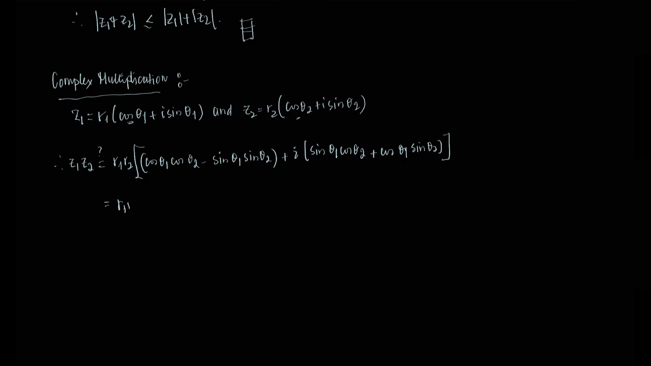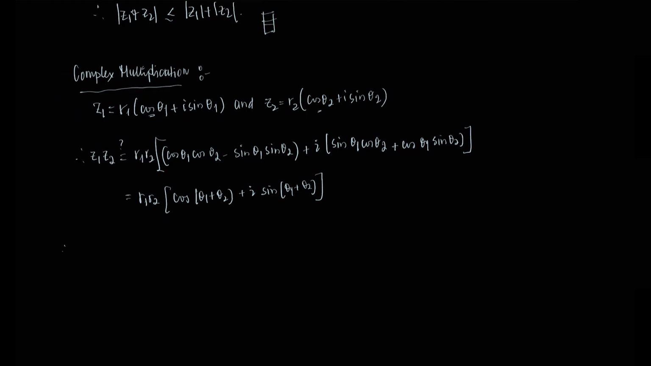So if you write it properly, it becomes R1 R2. You know this is the formula, right? This is (cosine of theta 1 plus theta 2 plus i sine of theta 1 plus theta 2). Very nice looking formula, right? So you see, if you take the absolute value of this product, what happens? Therefore, mod Z1 Z2, you have to take the absolute value of R1 R2 (cosine of theta 1 plus theta 2 plus i sine of theta 1 plus theta 2). And you know what that is, right? That is going to give you R1 times R2.